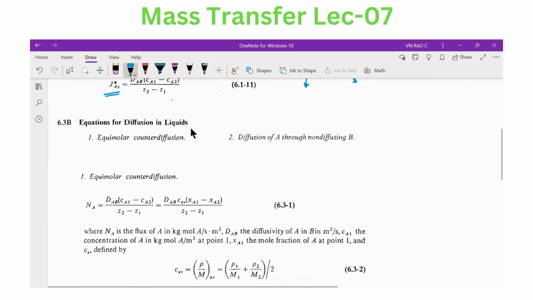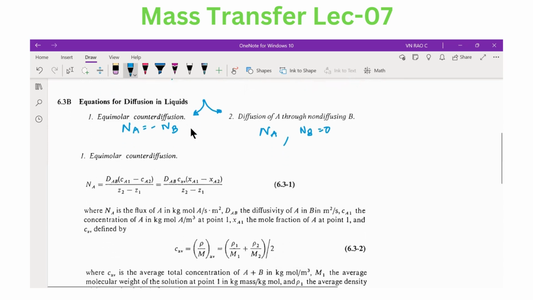What are the two situations in equations for diffusion in liquids? Number one is equimolar diffusion. That means again the same thing, N_A is equal to minus N_B, counter diffusion. So the same thing we'll be using in the equations. Another one is N_A will be there, but N_B will be 0. That means non-diffusing B. One is equimolar counter diffusion, another is non-diffusing B.